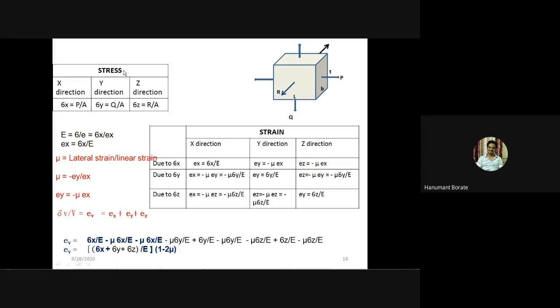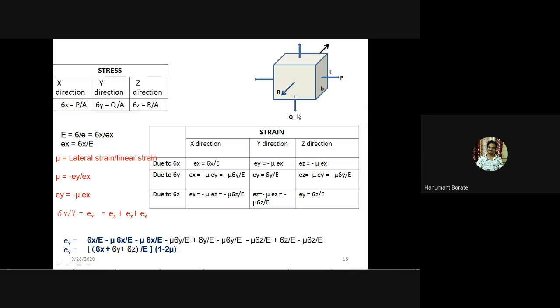Now we'll see stresses in all directions. Stress in X direction due to the force P is sigma X equal to P by A, because force P is acting in the X direction. According to the definition, stress equals force by area, and for stress in the X direction, area will be B into T. Now in the Y direction, sigma Y equal to Q by A.